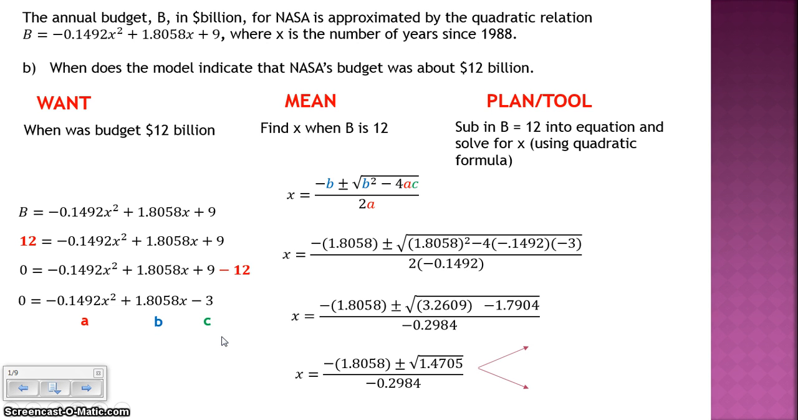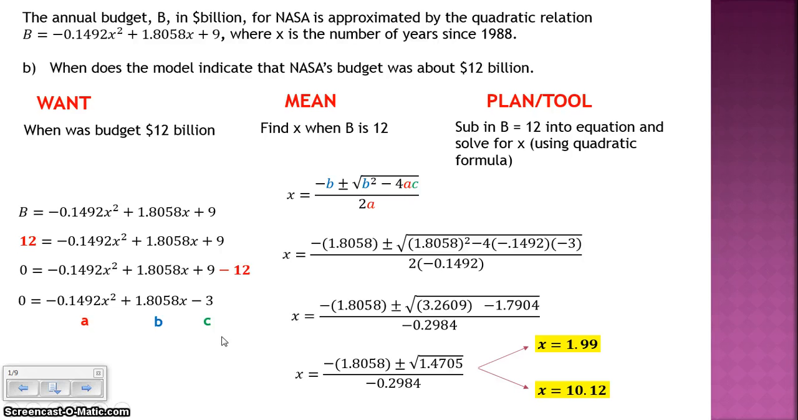Looks like I calculate both of them at the same time here. Okay, but when you do all your algebra, you should end up with x equals 1.99 and x equals 10.12. Okay, am I done though? Well, not quite, because the question asks, when does the model indicate that NASA's budget was about 12 billion?